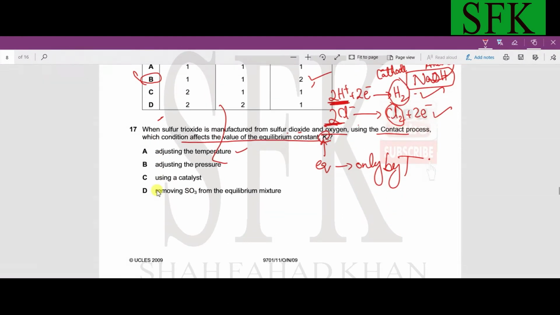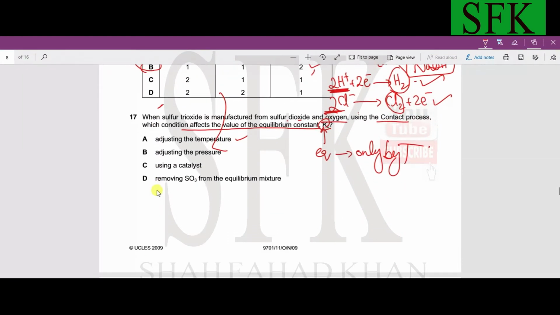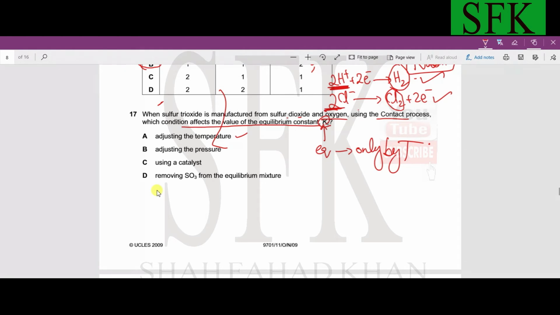MCQ number 17. When sulfur trioxide is manufactured from sulfur dioxide and oxygen using the contact process, which conditions affect the value of the equilibrium constant Kc? Again, I told you guys that the equilibrium constant is only affected by temperature and nothing else. So adjusting the temperature is the correct answer. Pressure, no effect. Catalyst, no effect. And change in concentration again has no effect at all.